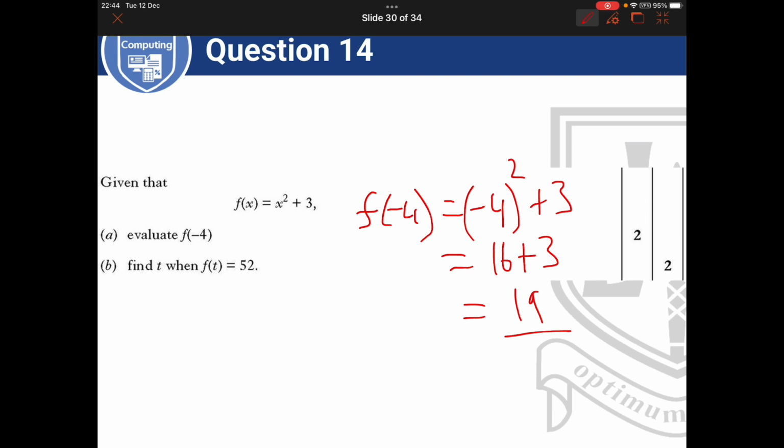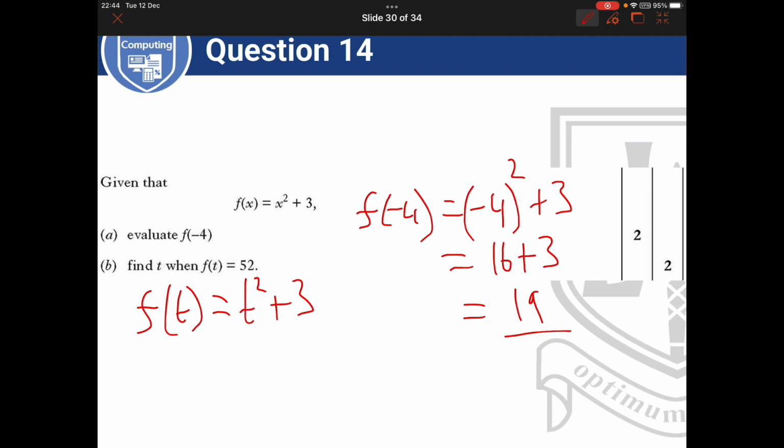Part B says find t when f of t equals 52. So what's happened here? Well, first of all, they swapped the letter x for the letter t. So let's rewrite out the function again. But instead of f of x, we'll call it f of t. So instead of x squared, it's t squared plus 3. Then they've told us that that function is equal to 52.